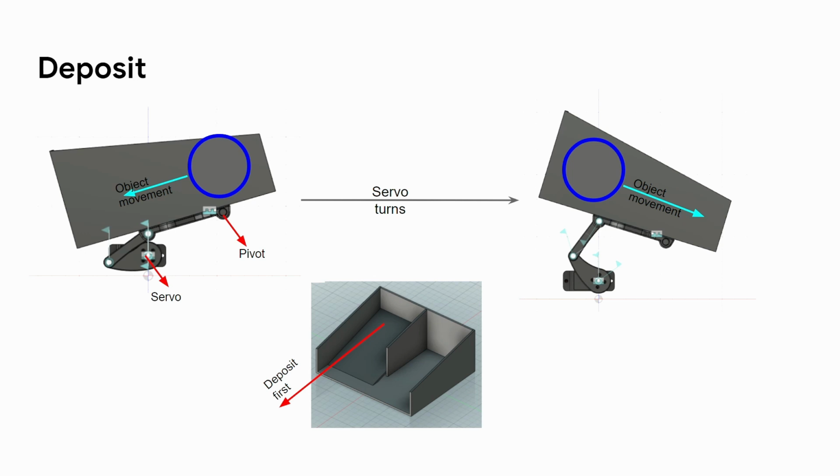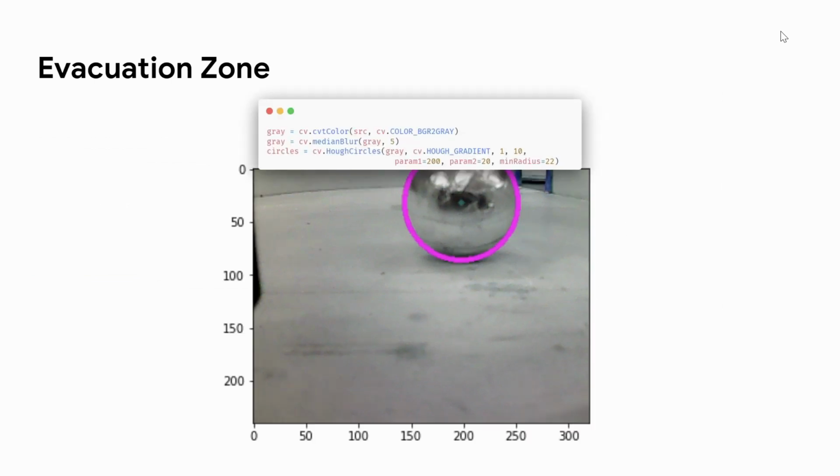The compartment is also divided into two parts. One is slanted with a tunable angle, so that we can deposit that part first by controlling the angle of the servo. This is what the camera sees. After grayscaling the image, we use Hough circles to detect any circles in the image, allowing us to find the balls in the evacuation zone.